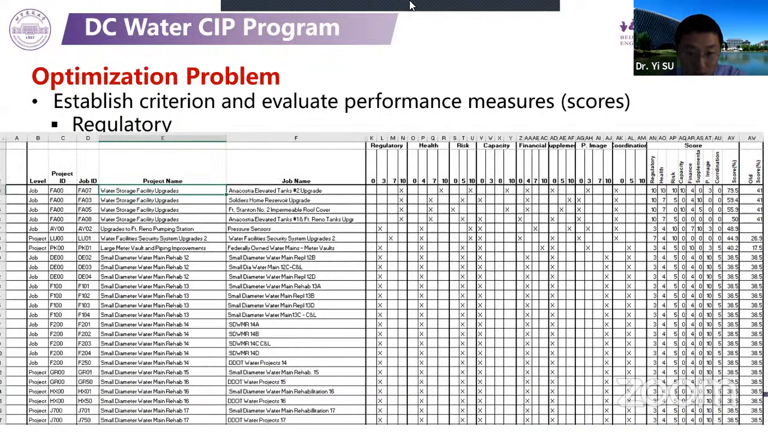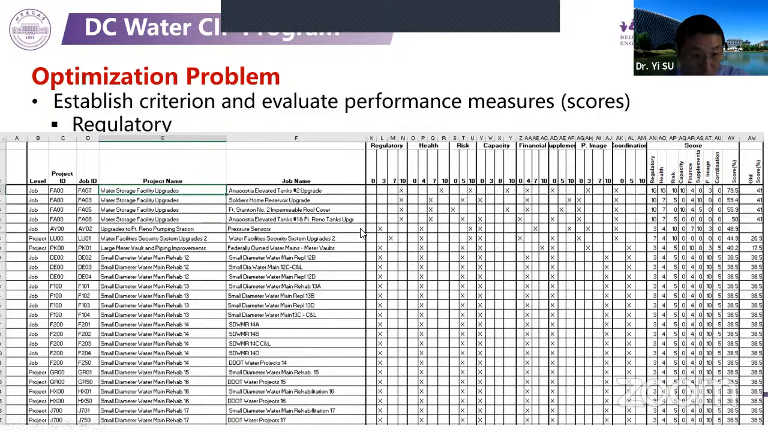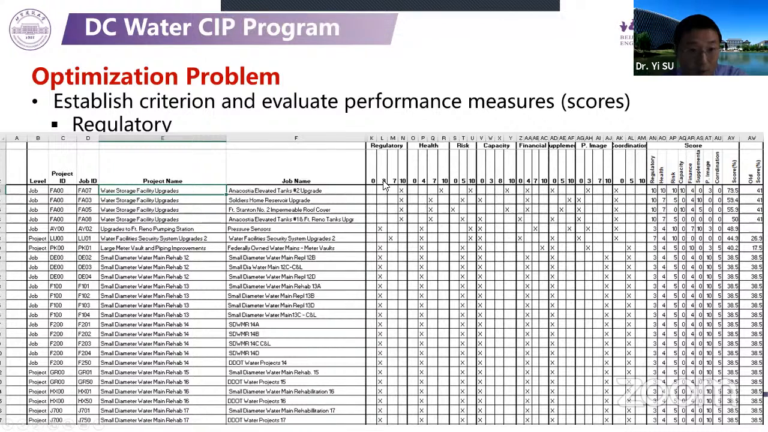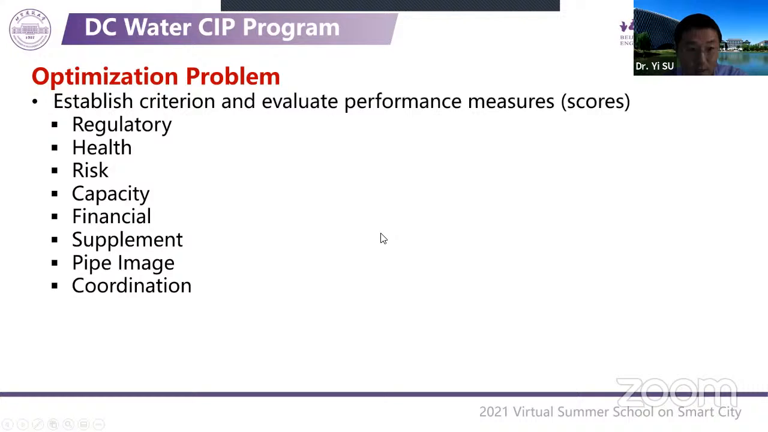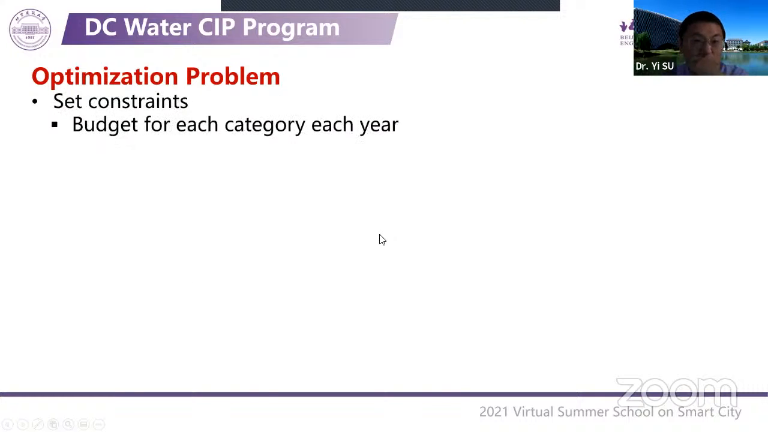And this is the model we built for those criteria evaluation. Those are the projects, and those are the scores we provide for them, and we can see which one is most important, and set constraints like budget for each category each year.